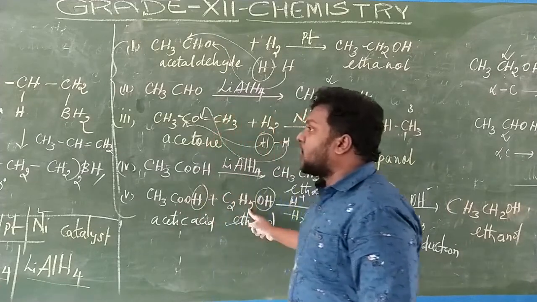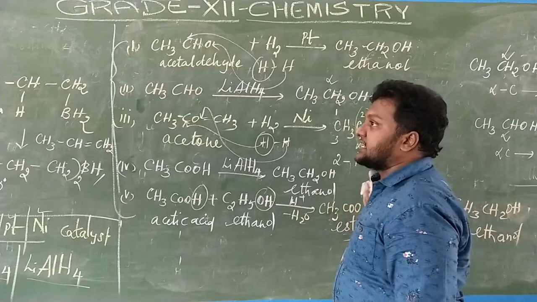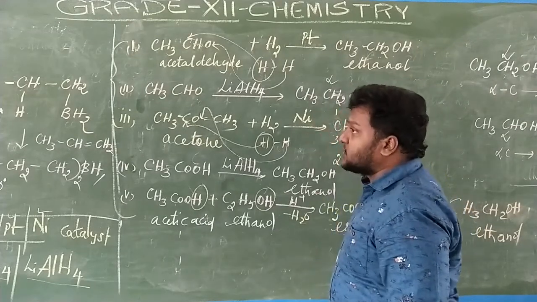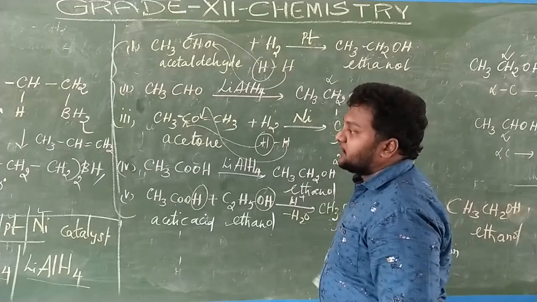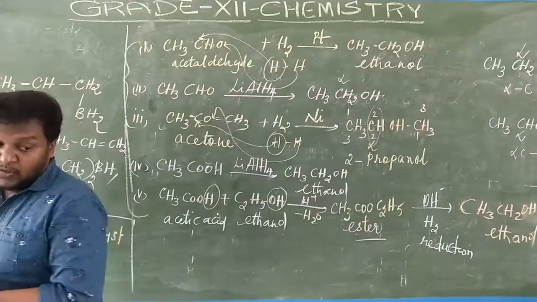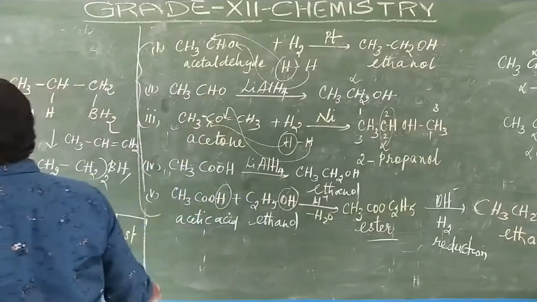Acetic acid and ethanol, by esterification in the presence of an acid medium, give rise to the formation of an ester. The ester, on further addition of hydrogen, gives rise to the formation of ethanol. So that is the third reaction. Now, coming to the fourth reaction, which is also a very important reaction.